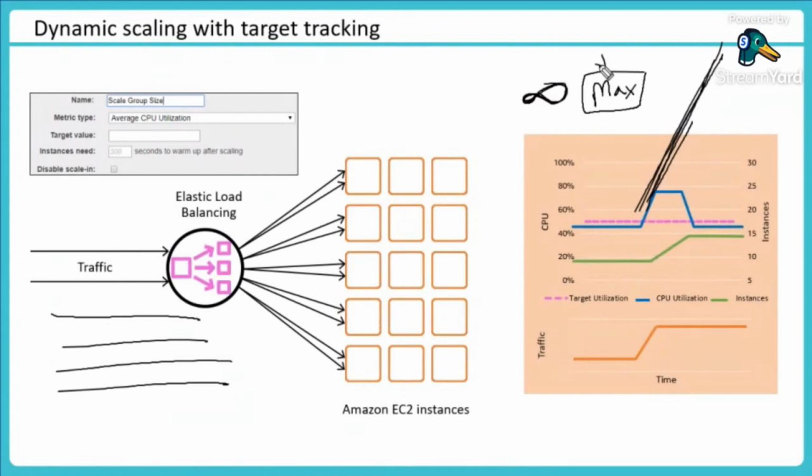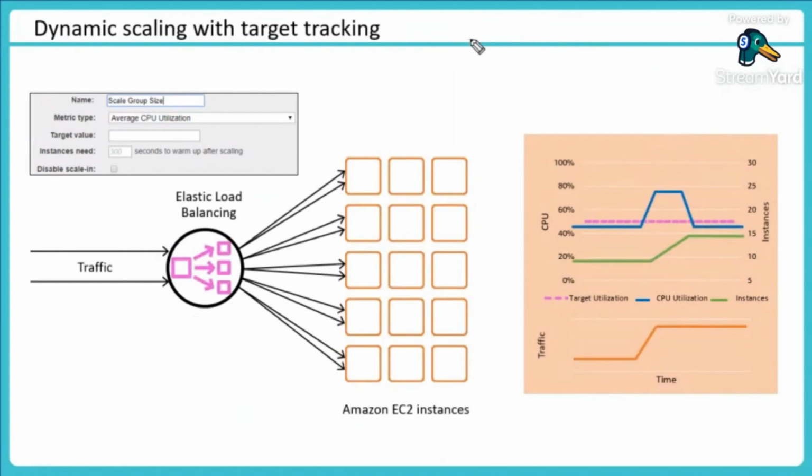That is maximum. And minimum, come what may, I always want to keep two running. Whether somebody is using it or not doesn't matter, but I never want to go below two. So that is minimum and maximum, right? Hopefully this is clear. So maximum is always required. You cannot create an auto scaling group without minimum and maximum. Okay.